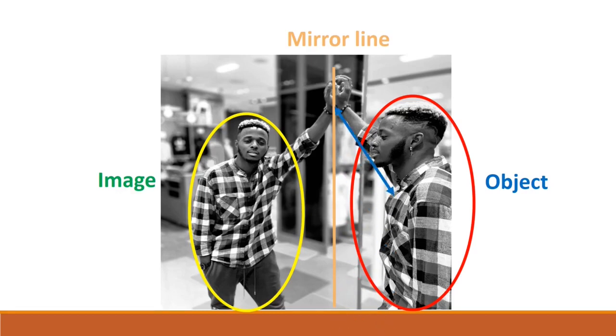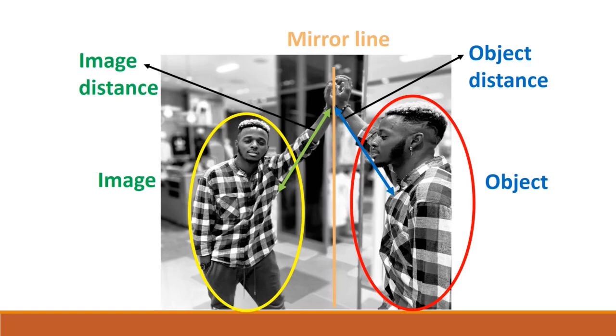And this distance is perpendicular to the mirror line, and so we call it the object distance. The object distance is simply the distance between the object and the mirror line. This distance is also perpendicular to the mirror line, and we call it the image distance. So the image distance is the distance between the image and the mirror line.